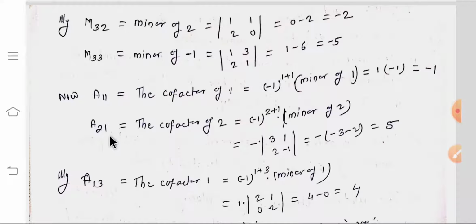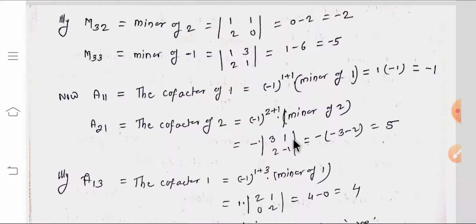Next, A21 means second row, first column. The cofactor of the second row, first column element, which is 2, is minus 1 raised to 2 plus 1 into the minor of 2. The minor of 2 is the determinant 3 1, 2 minus 1, that is minus 3 minus 2, which is minus 5. Minus 1 raised to 2 plus 1 is minus, so minus into minus 5 is plus 5.